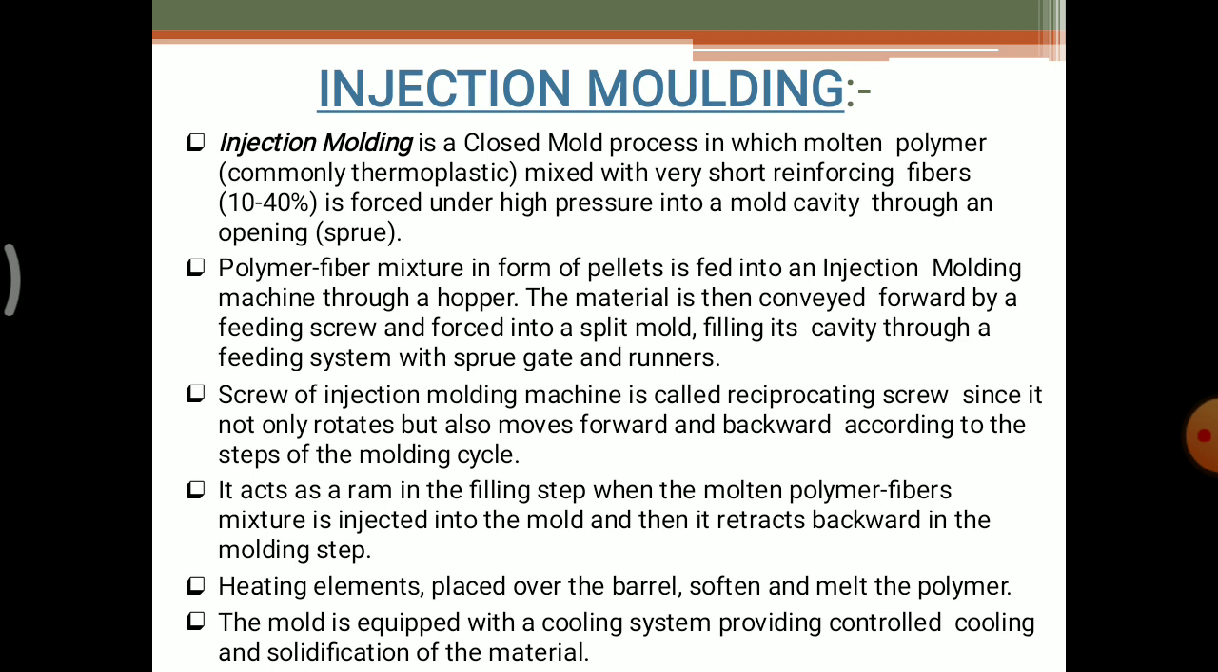Then the heating elements placed over the barrel soften and melt the polymers. Even with a low amount of heat, the polymers can melt and soften. At last, the mold is equipped with a cooling system providing controlled cooling and solidification of the material. There are different types of solidification processes in the manufacturing methods, but this is the cheapest and the shortest one.